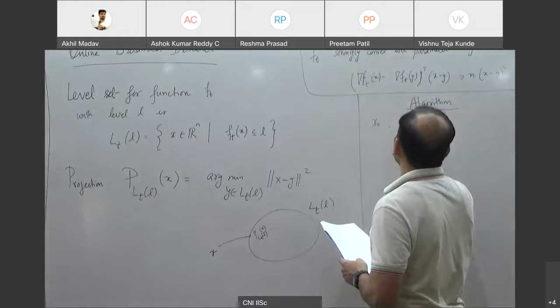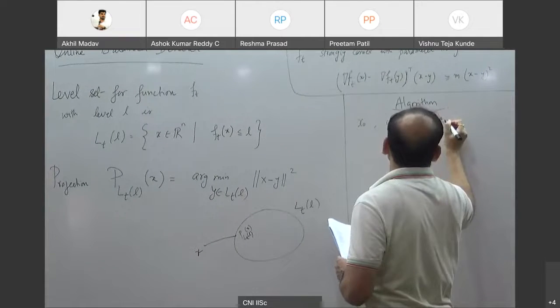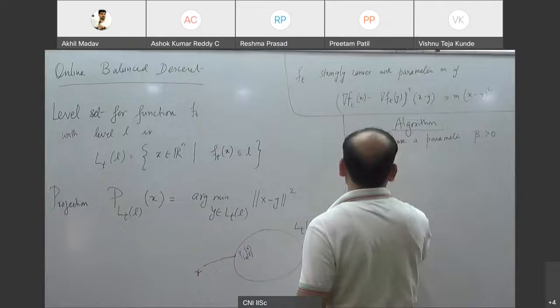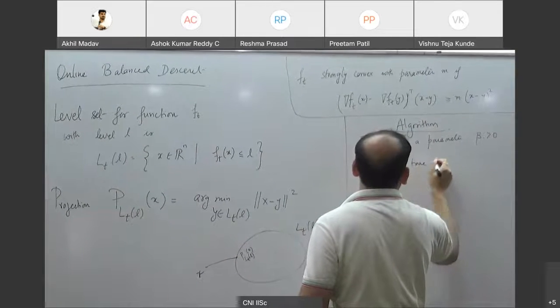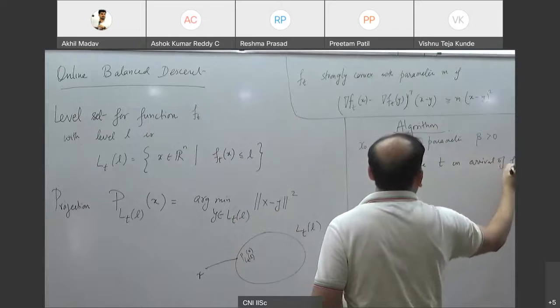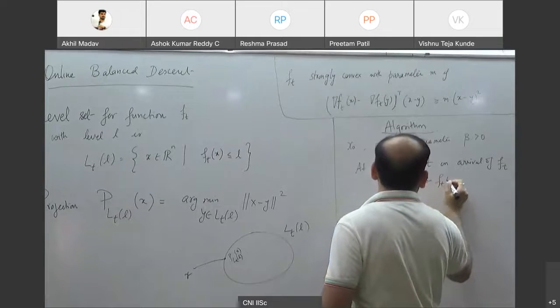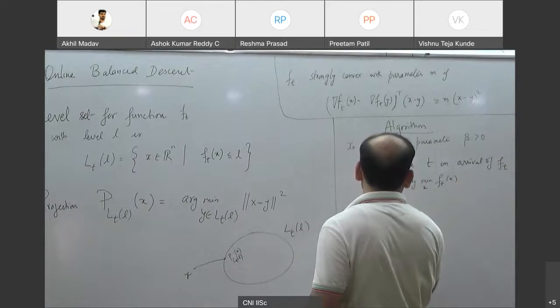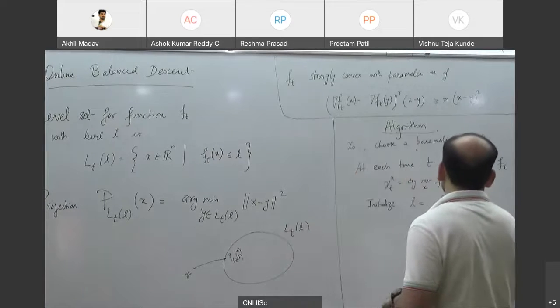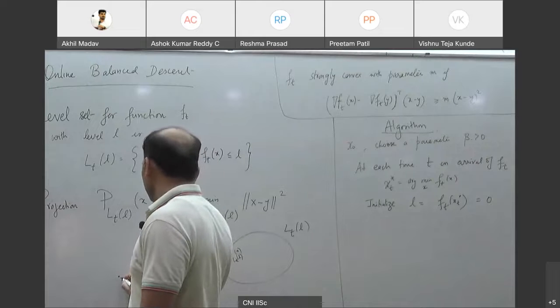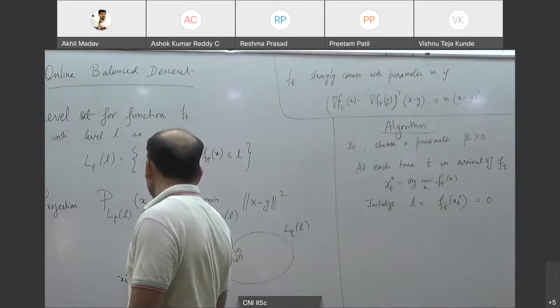You are given a starting state x0. Choose a parameter. Whenever a new function arrives, each time t, on arrival of FT, do the following. Compute your XT star. Initialize the level L equal to FT of XT star, which by my choice is actually zero. I'm assuming that all functions achieve their minima there. So initialize level L equal to zero. Draw my XT star, and at that point, FT of XT star.